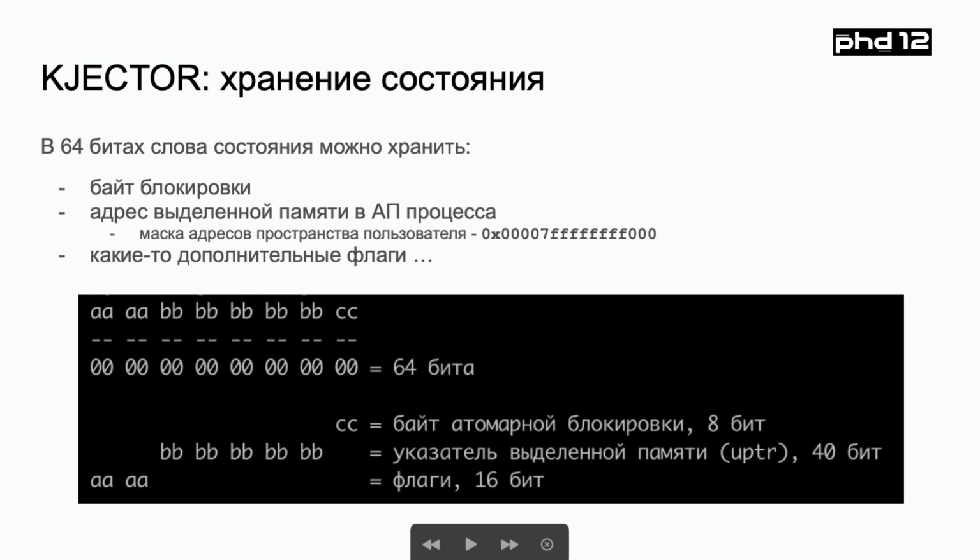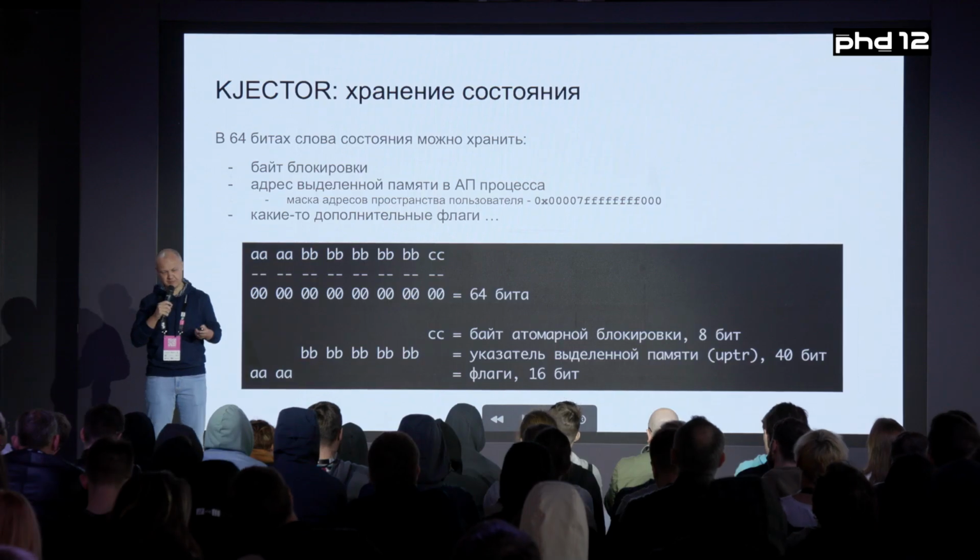So what can we do with 64 bits, or 8 bytes? You can argue it's not too much, but we don't need too much. On the other hand, what do we need to store? We need to store the blocking byte. That should require like 1 byte. Next, we would like to store in this state an address. Also, we would like to store the allocated memory address within this user process.